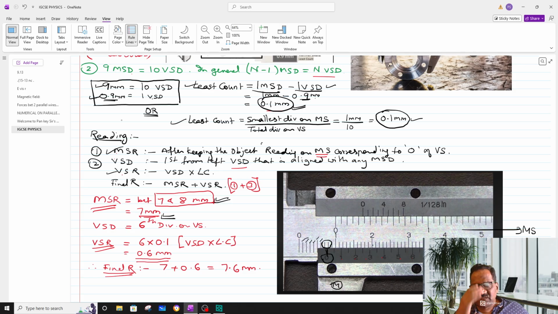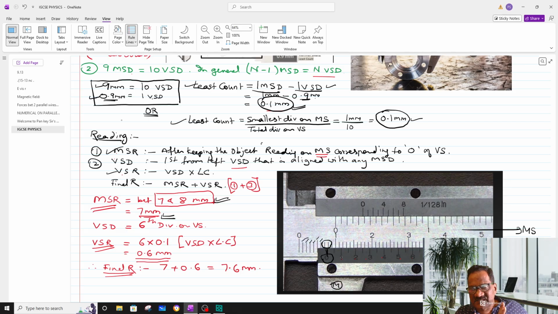What is the meaning of this? As I told you, on the vernier scale there are 10 divisions. 0, 1, 2, 3, 4, 5, 6, 7, 8, 9, 10. So first you check the 0 division. Is it in a straight line with the main scale division? No, it is not in a straight line, because we saw that the 0 of the vernier scale was in between the 7 and 8 millimeter marking. So it was not aligned. So 0 is not aligned.